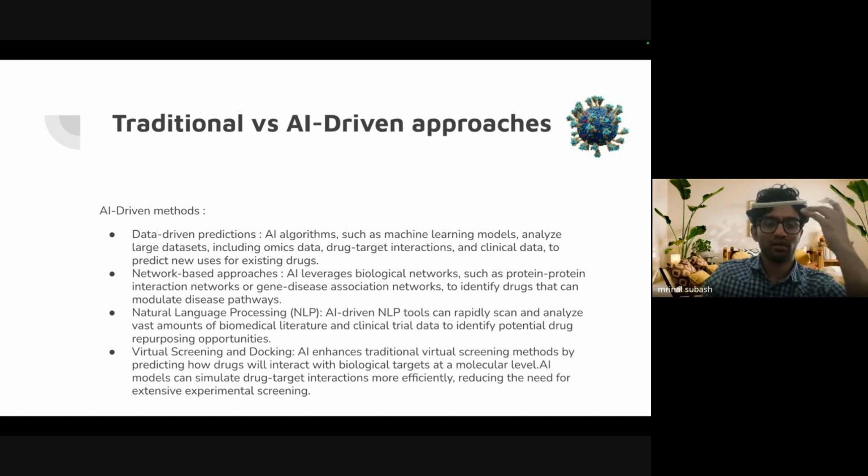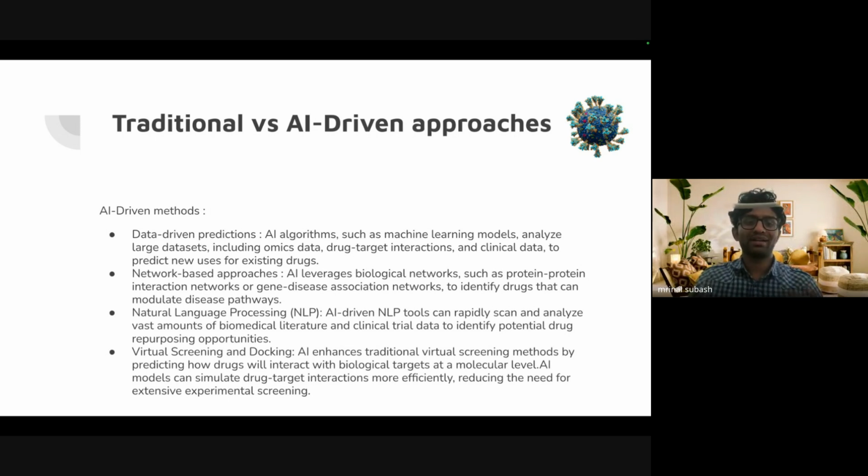And another commonly used method, which has become a new thing, is the network-based approach. Network science is a massively growing field, and AI is leveraging this knowledge through knowledge graphs and neural nets by creating biological networks. So these biological networks predominantly contain protein-protein interactions. So there is a huge database store for these protein-protein interactions or gene disease association networks, where you can identify the drugs that can modulate disease pathways.